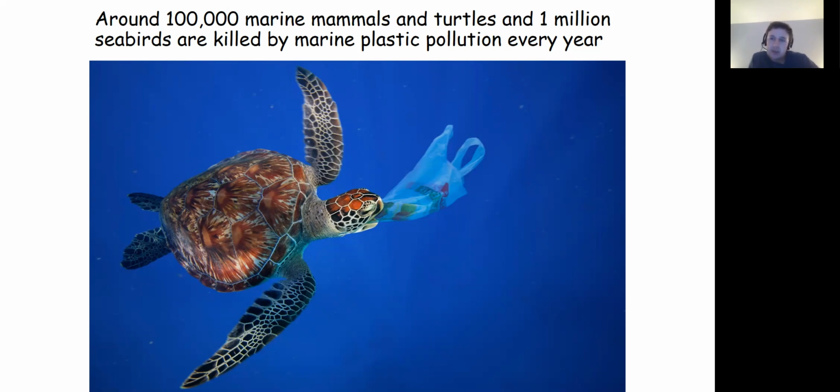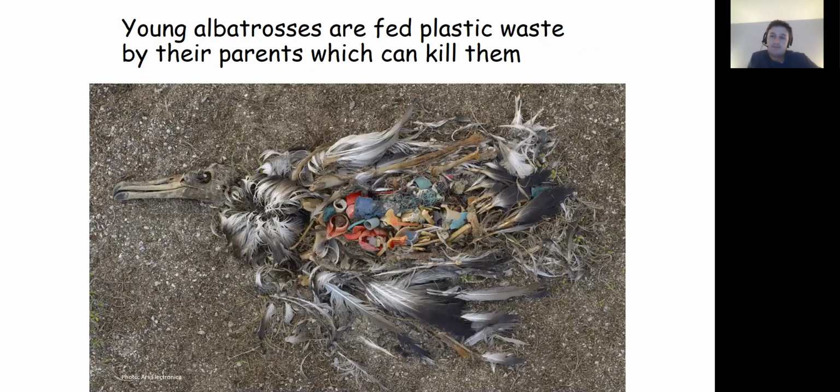Now, the next image I'm going to show you isn't a nice image, but it isn't one that we should close our eyes to. Young albatrosses are fed plastic waste by their parents, which can kill them. That's because the birds don't realize what it is that they're doing. Mother birds regurgitate food for their young, or they'll pick up bits of plastic they see floating in the sea. Oh, could be a fish, could be some food, and they feed it to their young. Ultimately it ends up killing them.